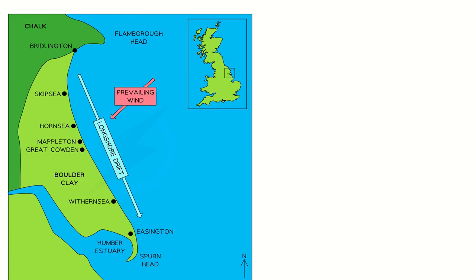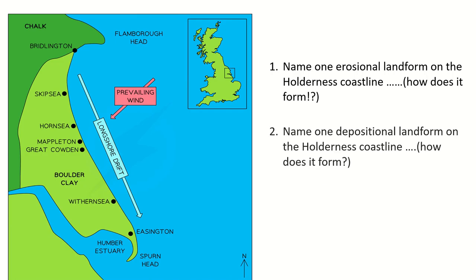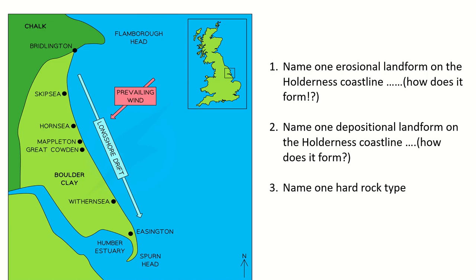Now, when we were looking at these coastlines, we also looked at a case study, the fastest eroding coastline in Europe, also known as the Holderness coastline. And again, using a diagram, we've got 4 questions of really good knowledge that will help you out in this exam. Naming one erosional landform that you can see on that coast, and a bonus if you can tell me how it forms. One depositional landform on the coastline, one hard rock type, and one soft rock type that you can see on that diagram. Pause, answer, then return.